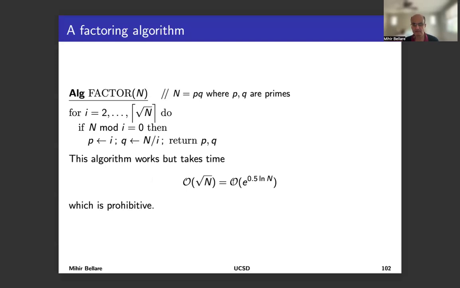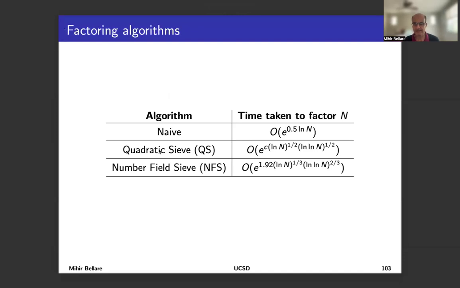And for better understanding, it may be worth writing it this way. This e is not the RSA encryption exponent, it's the base of the natural log, 2.7. Square root of n can be written as e to the power half of the natural log of n. But since n is 2 to the power 1024 or more, this is obviously highly prohibitive for this algorithm. It turns out again, though, that there are better algorithms, and here you see their running times.